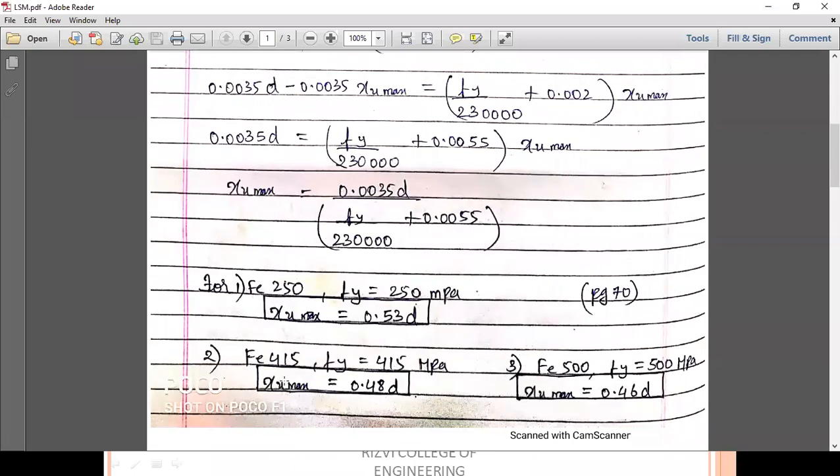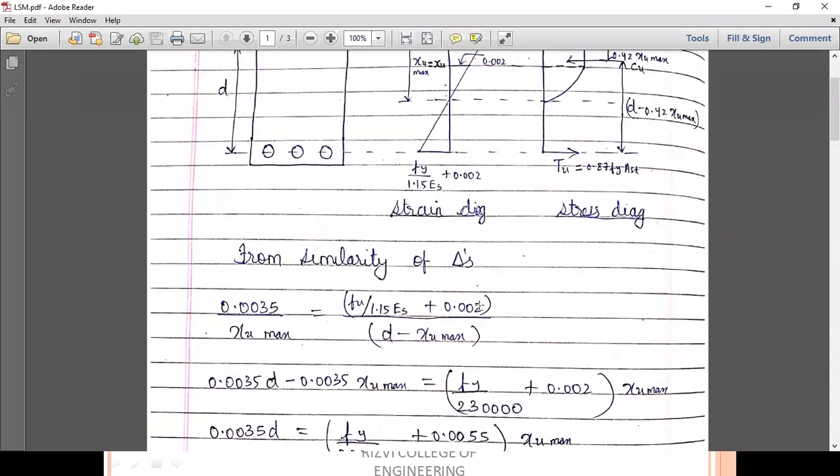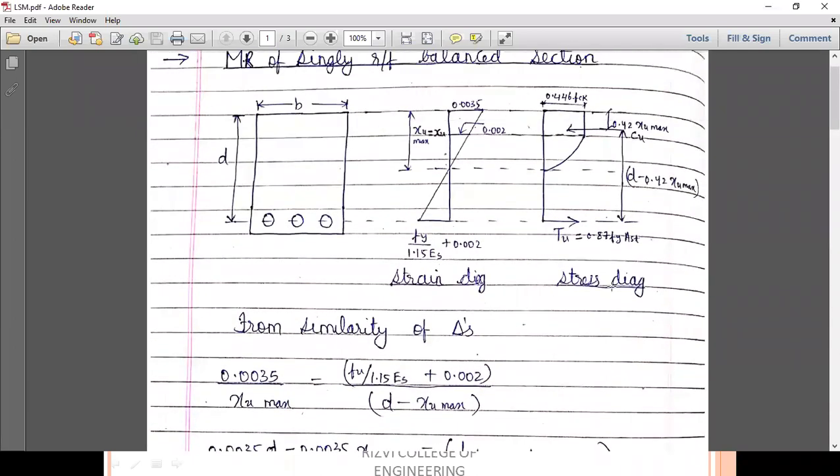Next, if you consider Fe 415, Xu max, in place of fy what will you put? 415, and then you will get Xu max as 0.48D. Similarly for Fe 500, put the value of fy as 500, you will get Xu max. Is this clear everyone? How Xu max values came? Yes, sir. And how did this diagram come?